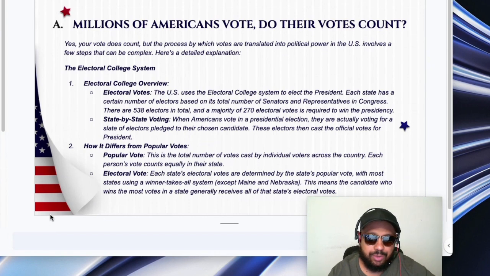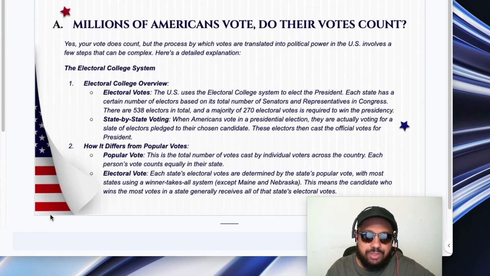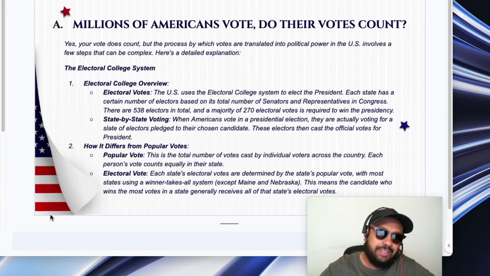There is the electoral college system, which basically means the US uses the electoral college system to elect the president. Each state has a certain number of electors based on its total number of senators and representatives in Congress. There are 538 electors in total, and a majority of 270 electoral votes is required to win the presidency.